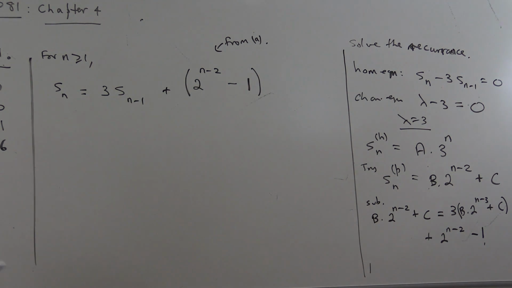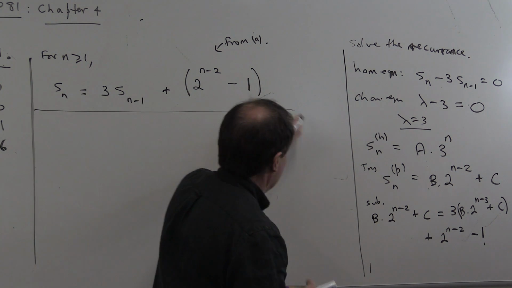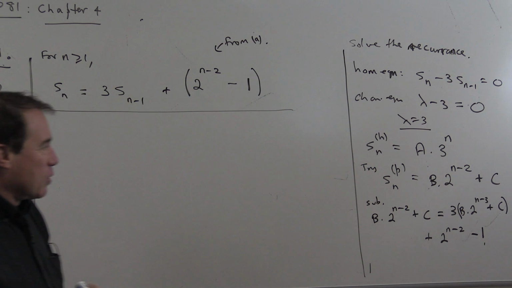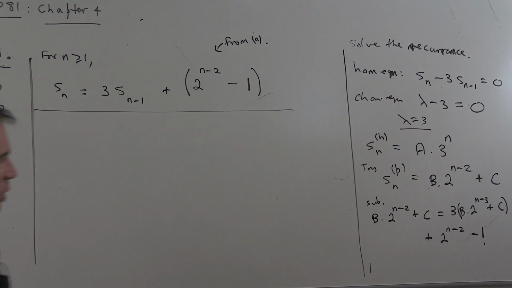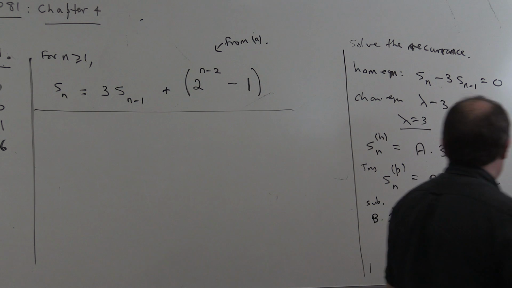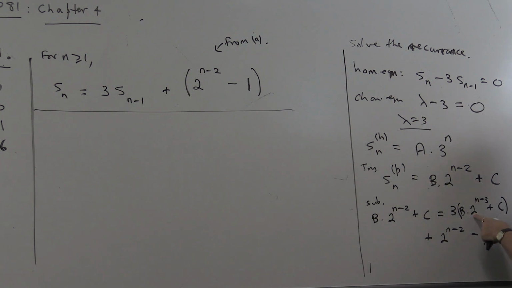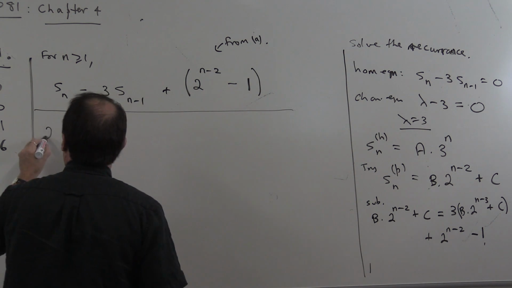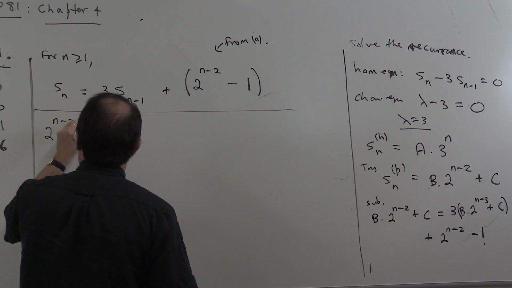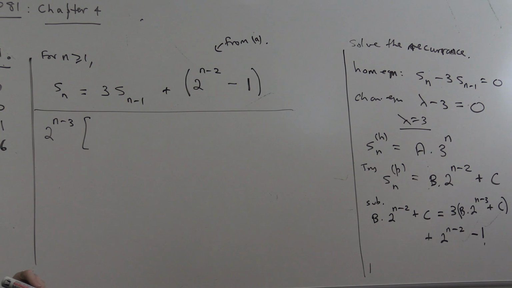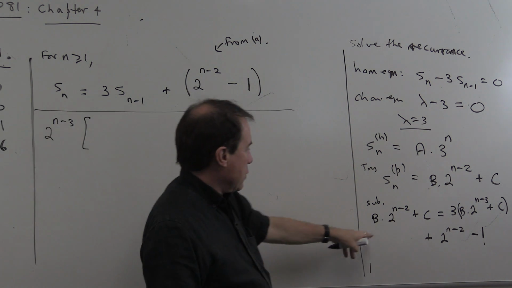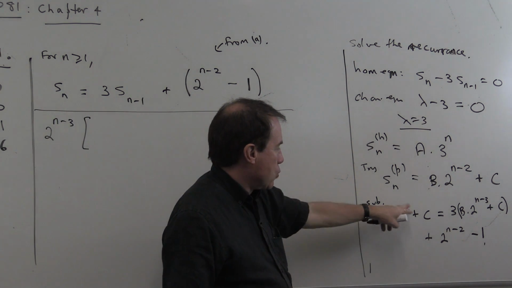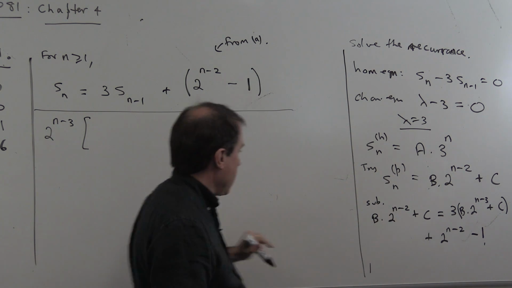I now have to compare and contrast on both sides here. So it looks a bit of a mess at the moment. I'm going to get all the powers of 2 together, and the smallest power of 2 is 2 to the n minus 3. So I'm going to try and write everything in terms of 2 to the n minus 3, and I'll take that out as a common factor. So on the left-hand side here, I'll have to take a 2 out of here and make that 2b.